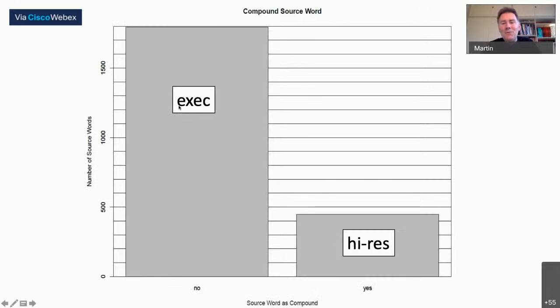Now, one more graph before we move on. And this graph captures a distinction that David, Jennifer, and I have discussed quite a bit. So the issue at hand here is whether the source word is a simple lexical item or whether it is a compound. So a clipping such as high res derives from high resolution, not as a phrase, but as a compound.